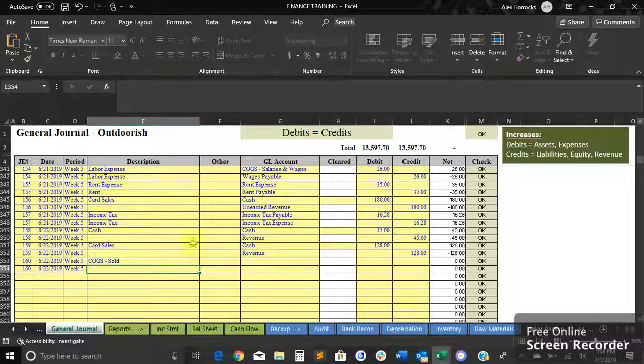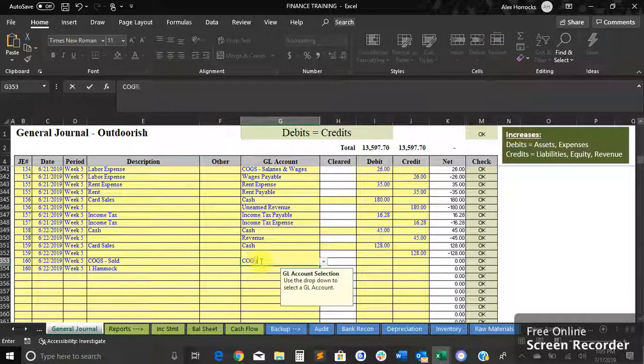So let's talk about this $45 revenue account. That was for 1 hammock, so what I like to do is put it in the description there, 1 hammock, sorry, not 1 hammocks. And then the account for the general ledger needs to be cost of goods sold dash material. And then below that, you're going to be crediting inventory because you have inventory that's leaving, right?